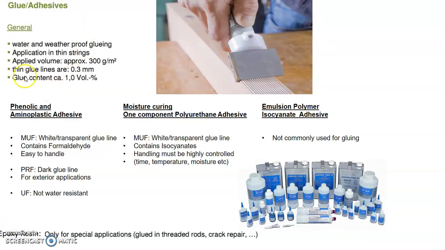Gluing is very important because we need the joint to be stronger than the rest of the member. So generally, the glue will have to be water and weather proof. And the application will be in terms of thin strings. The applied volume is around 300 grams per meter square. Thin glue lines, so on and so forth. And there are different types of this glue material that you can use that are equally effective. So nowadays the technology is very mature, and gluing is not the point of weakness in a glulam member.